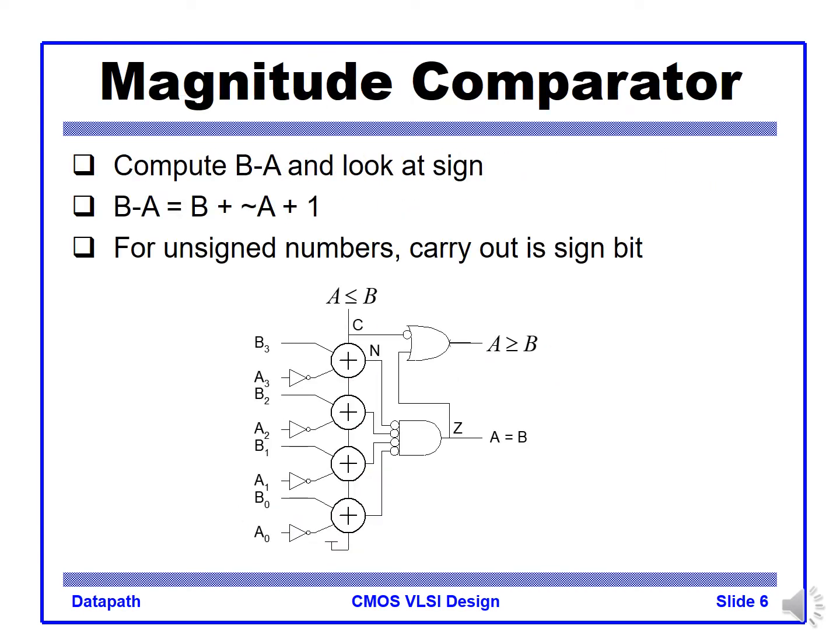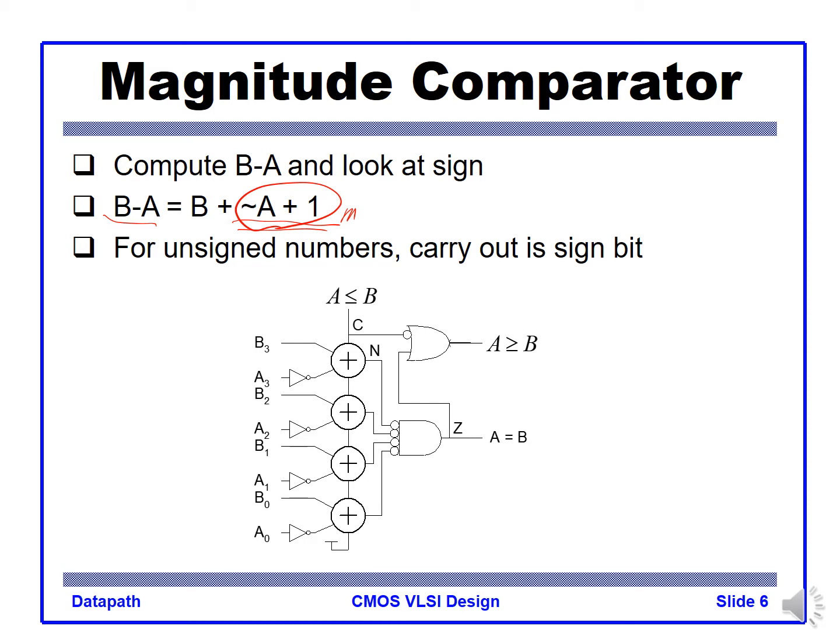For the magnitude comparator, we have to take the subtraction. So B minus A is calculated. The actual B minus A is implemented by 2's complement operation. Minus A is the same as the inversion of A plus 1. I'm not sure you are familiar with the 2's complement number system. With the 2's complement number system, we can have a minus operation.